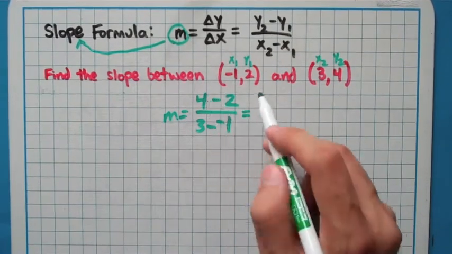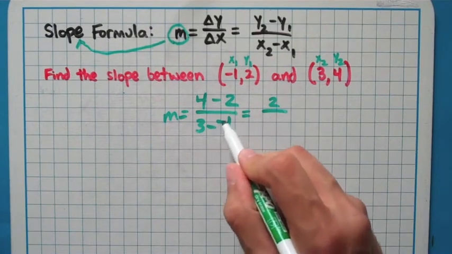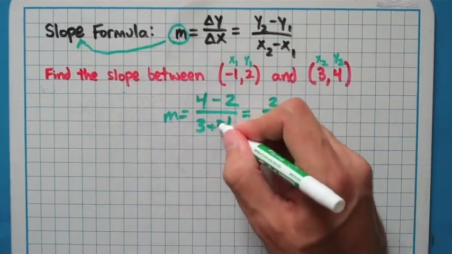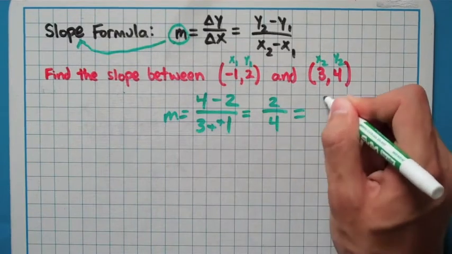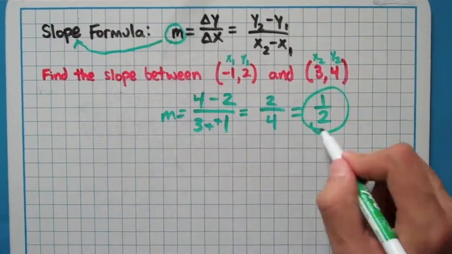So when I do that, 4 minus 2 is 2. 3 minus negative 1 is 3 plus 1, which is 4. And I can reduce that. The slope of that line is 1/2.